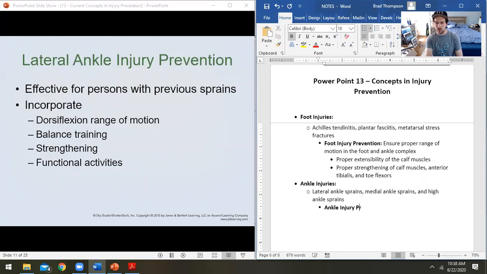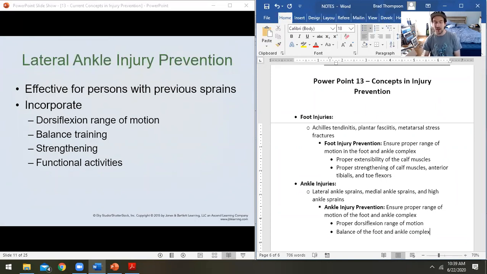Ankle injury prevention: ensure proper range of motion of the foot and ankle complex. So it's kind of funny, we're not seeing very much difference between these two. Really, the big thing is making sure that you have proper mobility here. The most important version of that for the ankle is proper dorsiflexion range of motion.